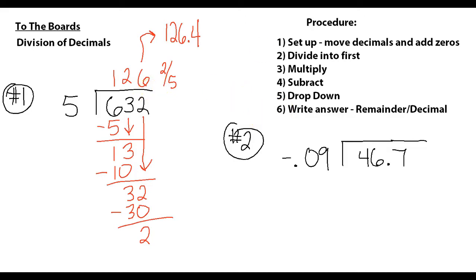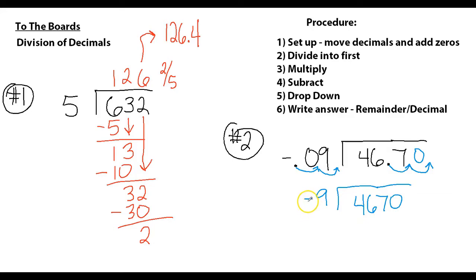Okay, let's try number 2. We need to set up, since this problem has decimals in it, we're going to need to move the decimal place so that there's no decimals in this problem. I'm going to move the decimal place 2 spots over on this number, which will give me -9. And since I moved it 2 spots over there, I'm going to need to move this decimal place 2 spots over. And since there was nothing there, I do need to put a 0. So we're going to be left with 4670 divided by -9.